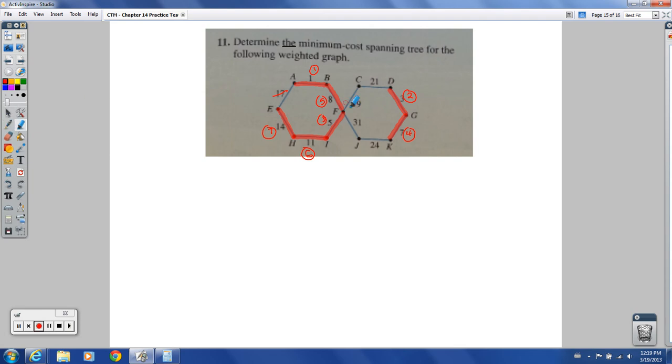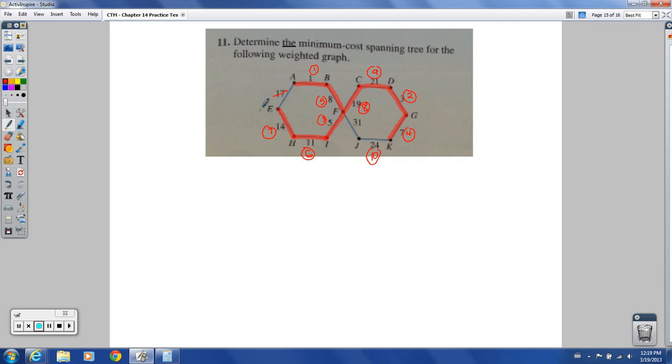Let's see what else we got here. So 19, that would come next. Yep. And that was 8th. And then finally, well, not finally yet. I still have a couple more to do. This 21 would be next. Still doesn't make a circuit. So that would be a good next choice. That'd be number 9. And it looks like this would be the last one, number 10.